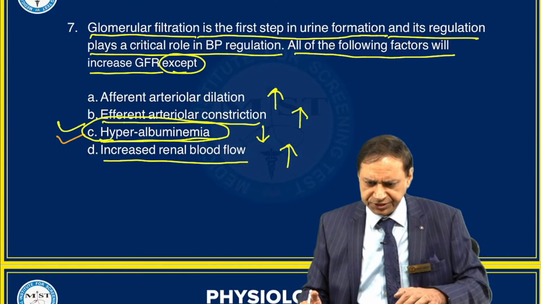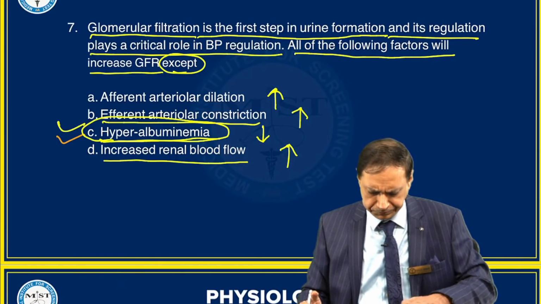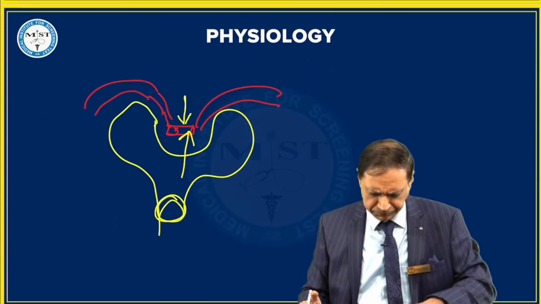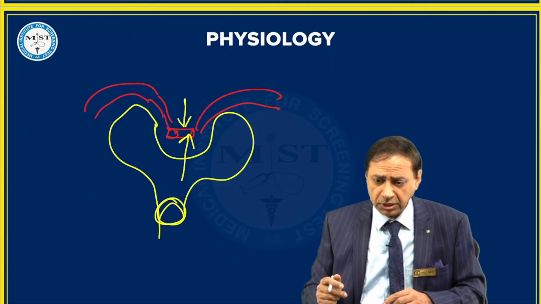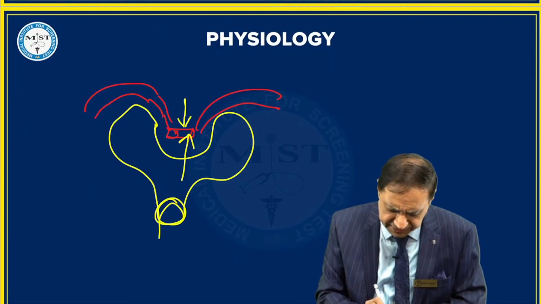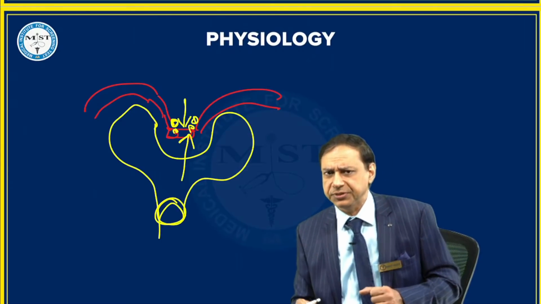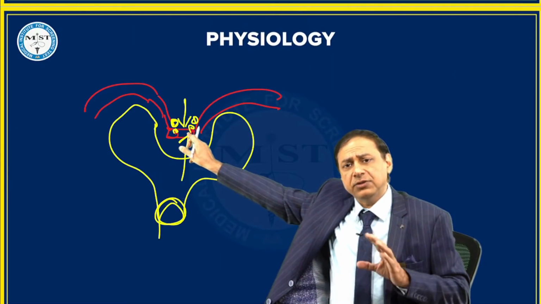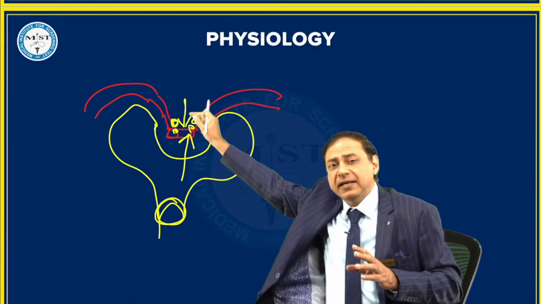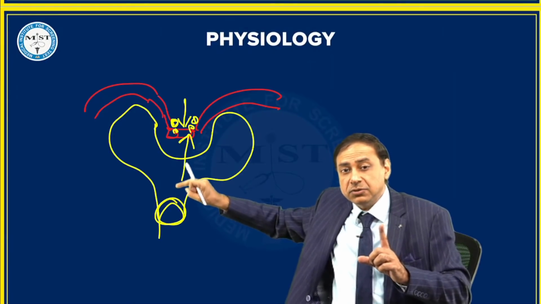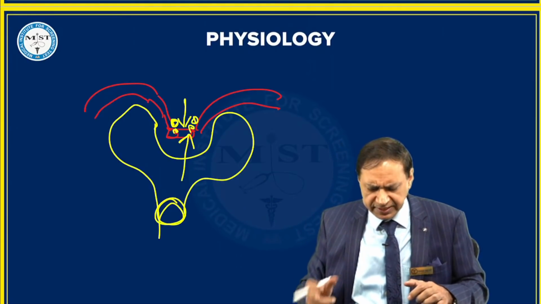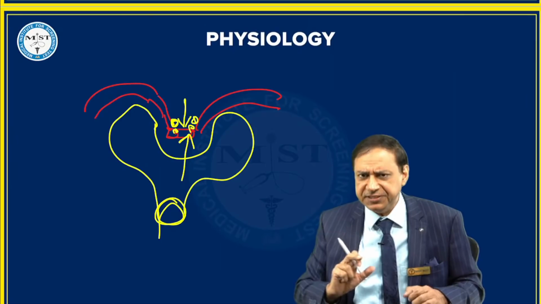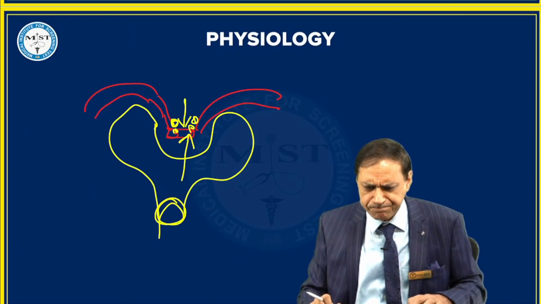I think the maximum students here are correct. GFR is also regulated by... okay, not macula densa. Here we have mesangial cells. Macula densa is something else, not related to this. The mesangial cells will contract, and that will decrease the GFR. So mesangial cell contraction will be another factor. Macula densa is a sensor present in the DCT. That is not related to GFR.